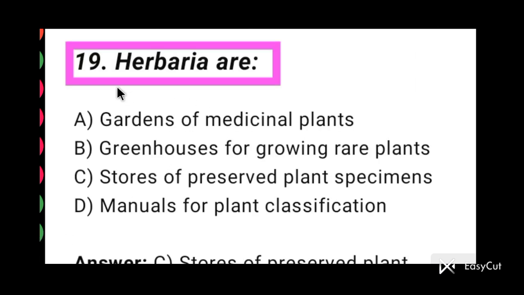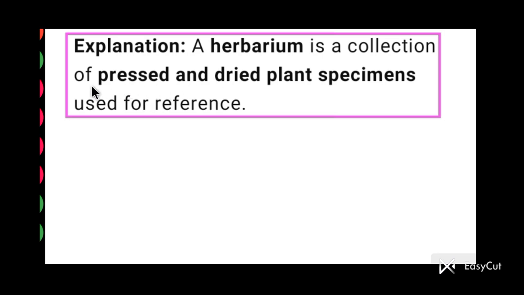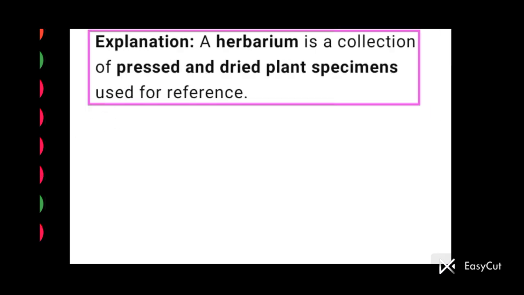Question number 19. Herbaria are stores of preserved plant specimens. So option C is correct for question number 19. A herbarium is a collection of pressed and dried plant specimens used for reference. So herbarium is a storehouse of the collected plant specimens that are dried, pressed and preserved on sheets.